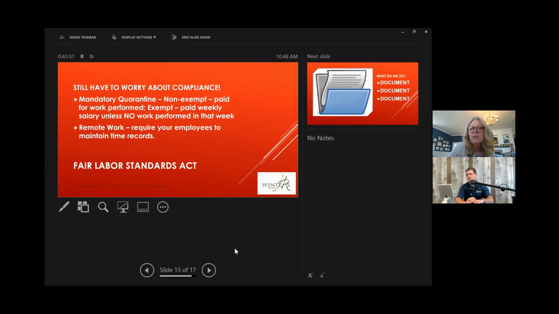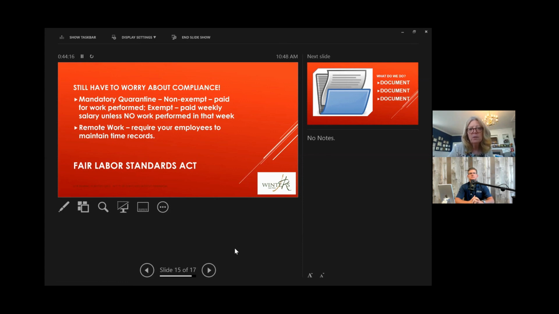Okay, so don't forget the Fair Labor Standards Act. If you've had folks that are remote working, make sure they've maintained time records. If you've got folks that are on quarantine, if you've got exempt employees and they're working from home and they worked 1 hour, you've got to pay them for the week. Don't forget about the Fair Labor Standards Act in all of this chaos.